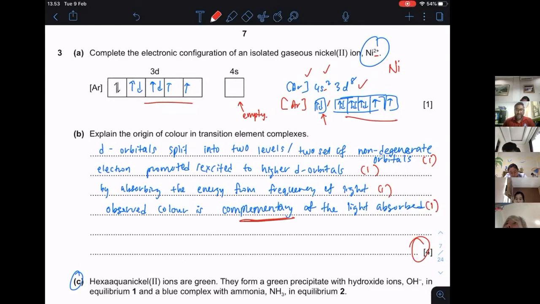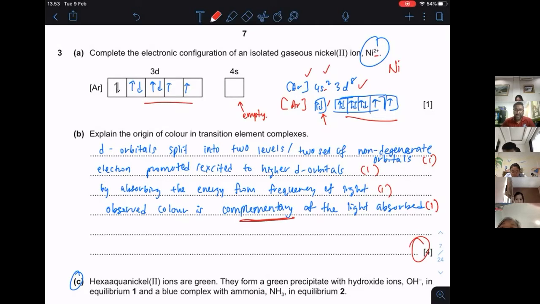So here, you don't have any choice. You need to mention all these 4 points. It can be more, but for these 2 energy levels, I would like you to use 2 sets of non-degenerate orbitals, and electron promoted to higher d orbitals.